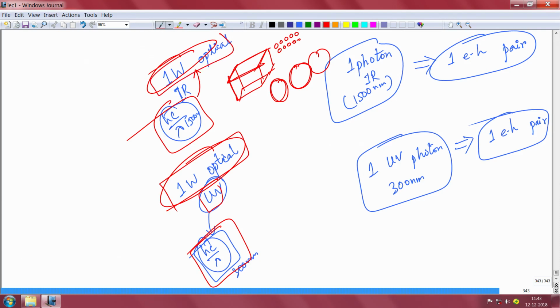So 1 watt is fixed, but the number of IR photons will be more than the number of UV photons there, and 1 photon gives you 1 electron-hole pair. That's why more IR photons in 1 watt means that you will get more electricity out of 1 watt of IR power than in 1 watt of UV power, and that's why spectral responsivity goes as qλ/hc amp per watt for 100% efficiency.